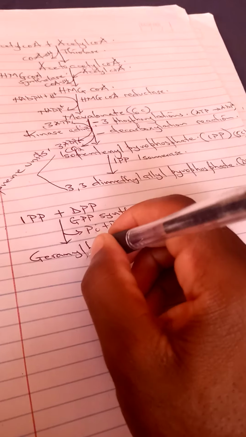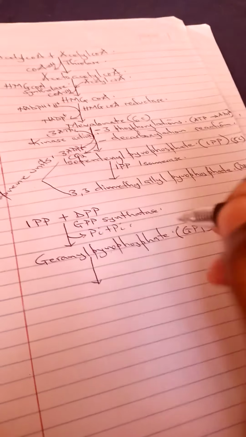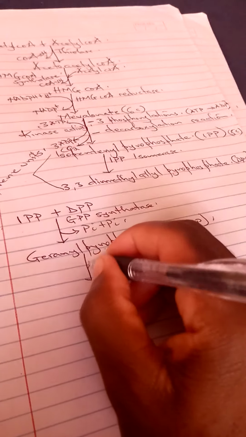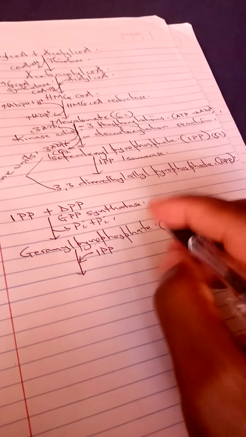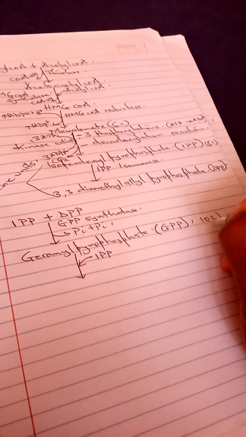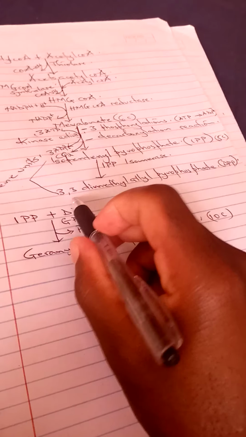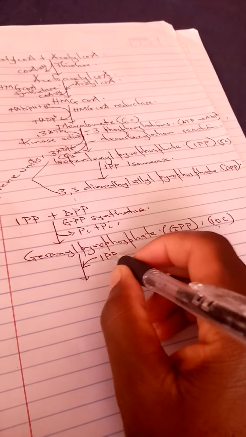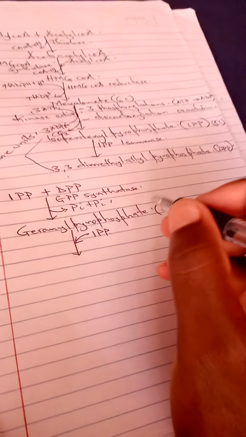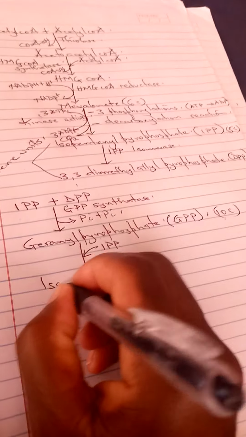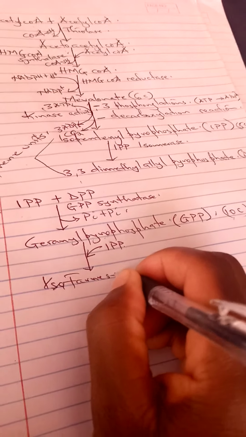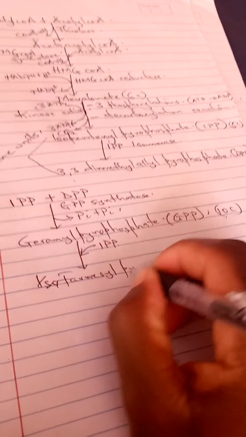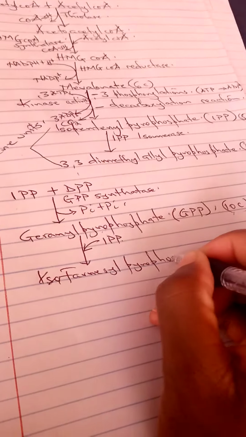Then from geranyl pyrophosphate, we shall fuse in a molecule of IPP, isopentenyl pyrophosphate. This is a 10 carbon molecule now, because we fused 5 carbon plus 5 carbon. So when we fuse in another IPP molecule, we shall form a 15 carbon molecule called farnesyl pyrophosphate.